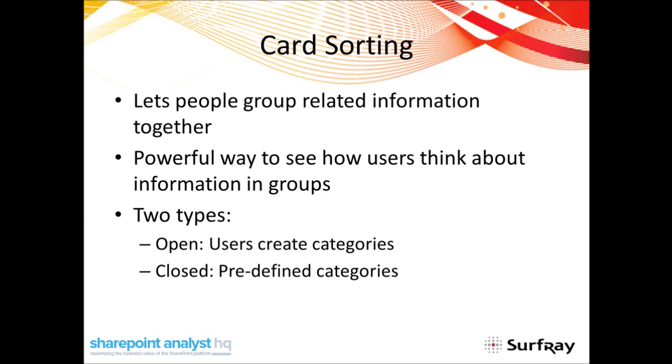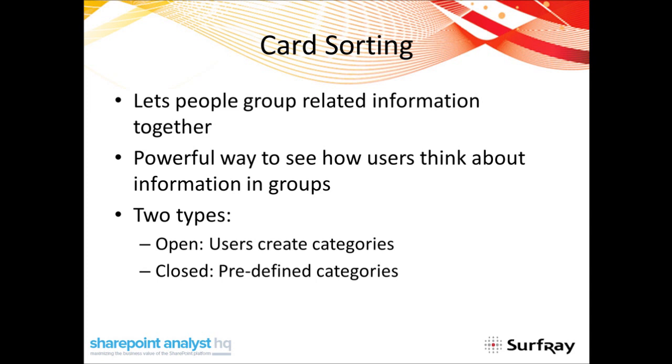Card sorting is pretty simple to do. You take a bunch of cards, you draw some categories or definitions or types of content, and then you get users to sort those cards into groups. Now there's 2 types of card sorts. We have an open card sort where users create their own categories, or we have a closed card sort where you get users to put the cards in predefined categories.